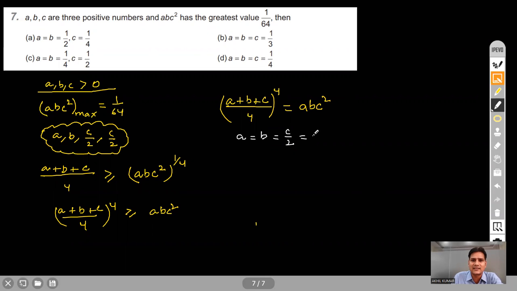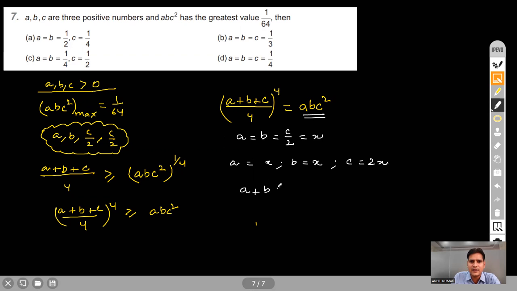So let's take it as X, right? So A will become X, B will also be equal to X, and C will become 2X. Okay. So we can write it as X plus A, B, C, we have considered it. We have equated all these four terms. So we are getting A equal to B equal to C by 2, and that is equal to X.